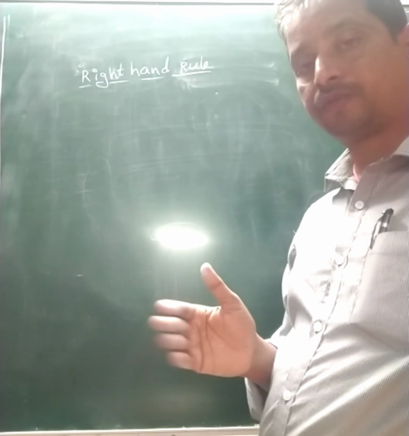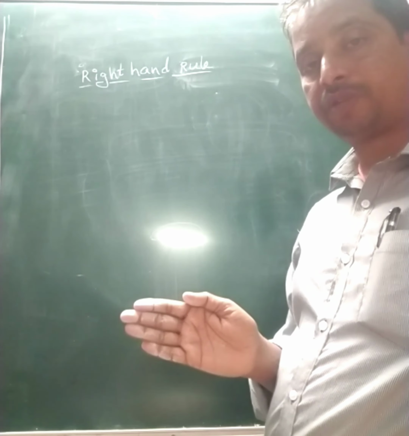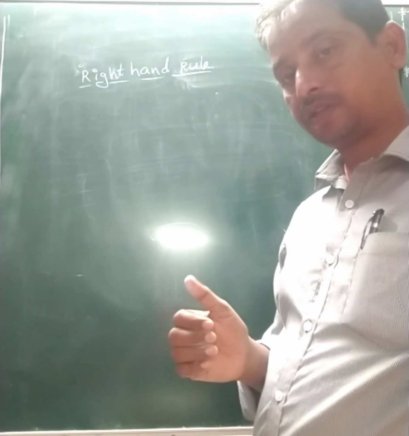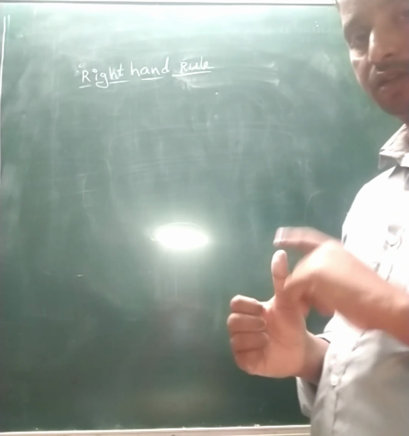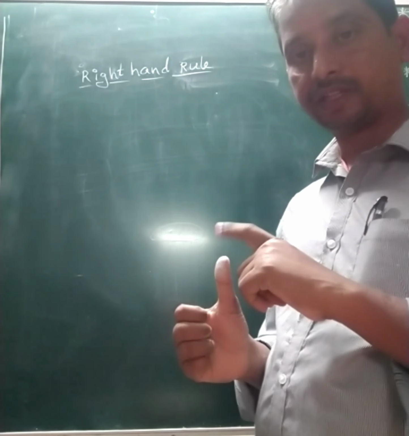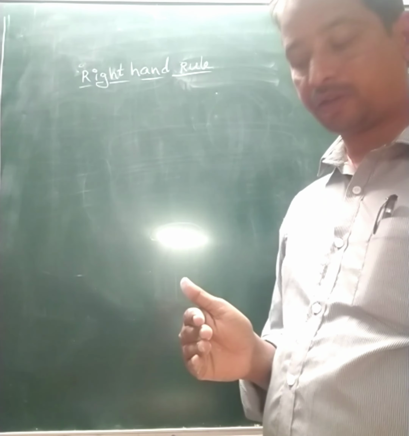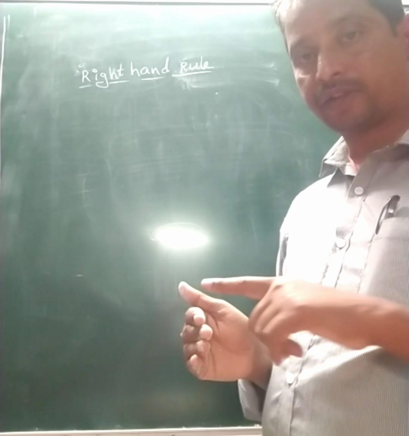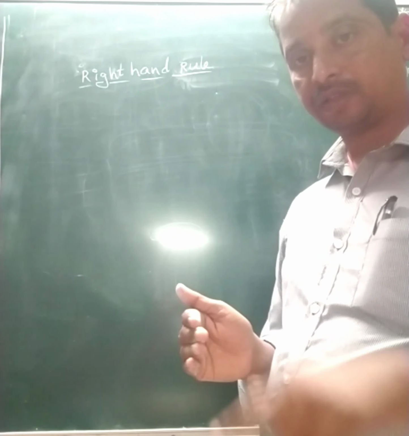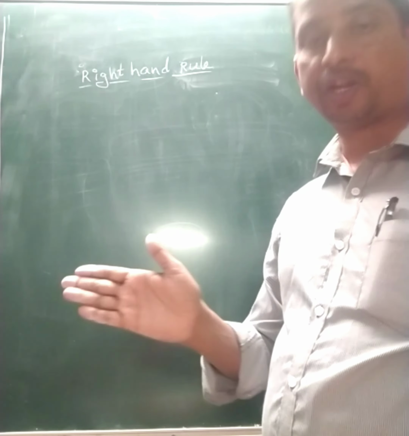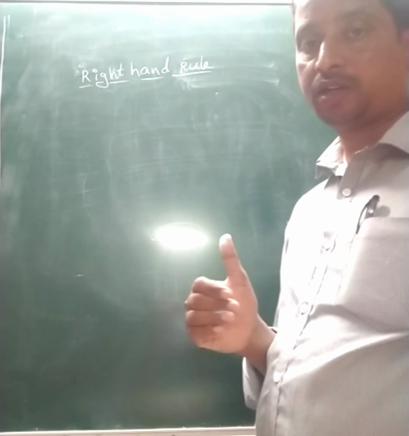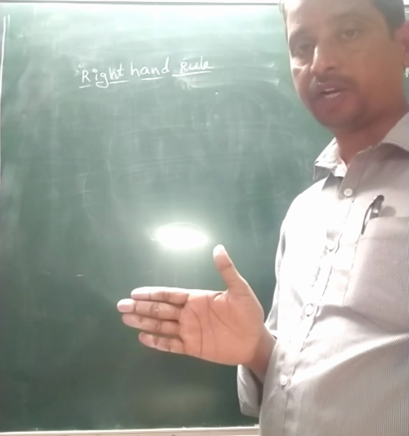force. So we can simply remember: the thumb indicates the force, meaning father. Father is there. Next one, magnetic field, mother. Next, current, child. Father, mother, child.